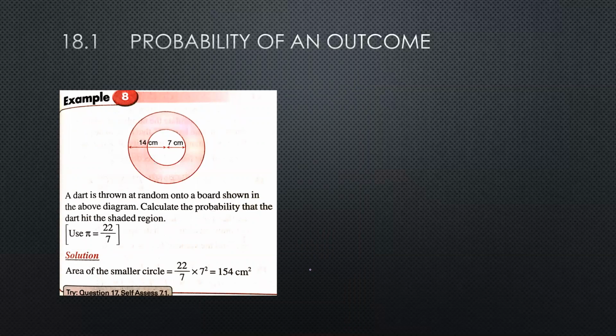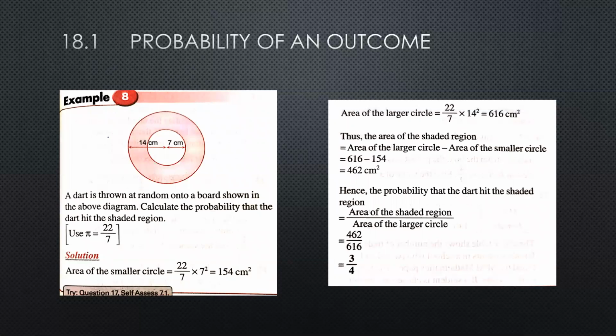Example 8. A dart is thrown at random onto a board, shown in the above diagram. We have to calculate the probability that the dart hits the shaded region. First we need to find the area of the smaller circle. Then we need to find the area of the larger circle. Then the large circle minus the small circle, we have this part. Once we have this area, then this area divided by the whole circle area will be your probability. So probability the dart hits the shaded region is area of shaded region over area of larger circle. So 462 over 616 equals 3 over 4. So this is 18.1, probability of an outcome.